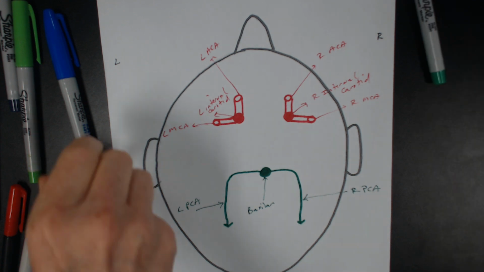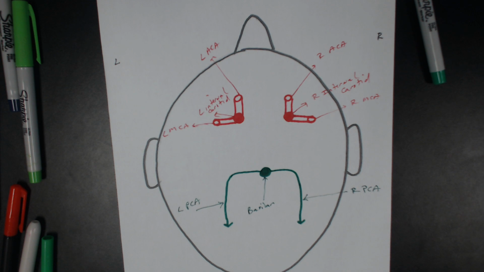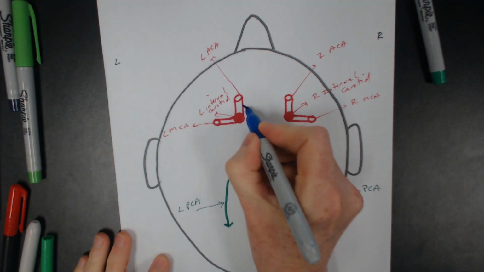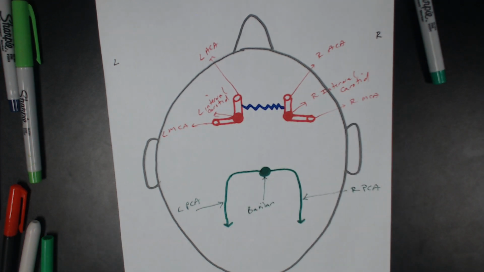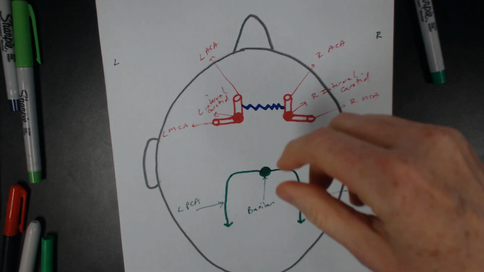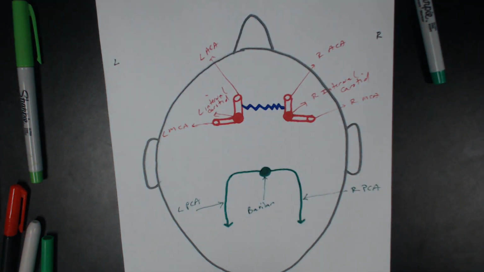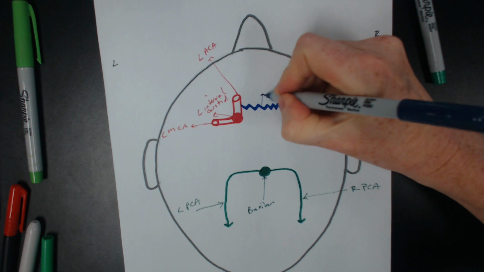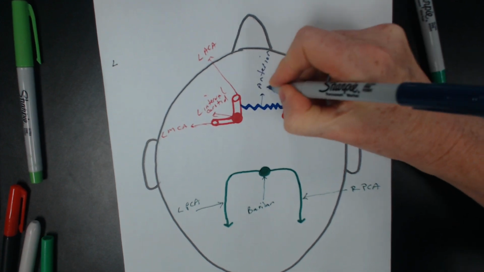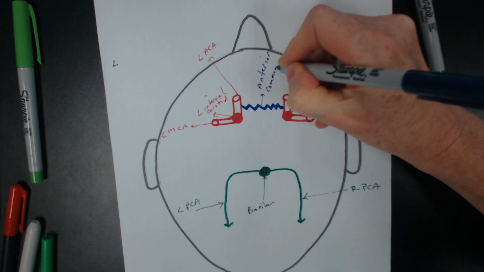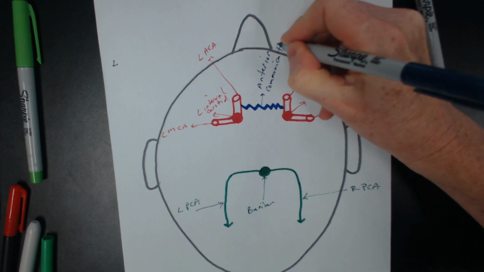Got it? Now, circle of Willis. Where does the anterior communicating artery reside? Which arteries do I connect with the anterior communicating? Yeah, the ACA is good. So my anterior communicating artery is going to be here. It's an artery that sits there and connects my anterior cerebral arteries. So let me label that. This is my anterior communicating artery.